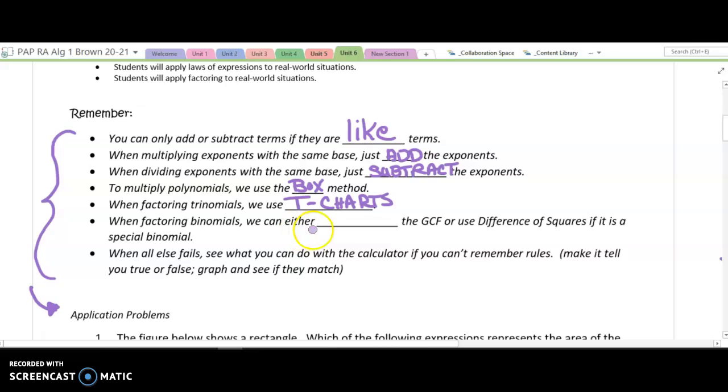When factoring binomials, we can either factor out the GCF. I'm just going to write "take out" though. Or use the difference of squares if it's a special binomial. It has to be a special binomial. And so then remember, when all else fails, see what you can do with the calculator if you can't remember the rules. Make it tell you if it's true or false, or graph and see if they match.